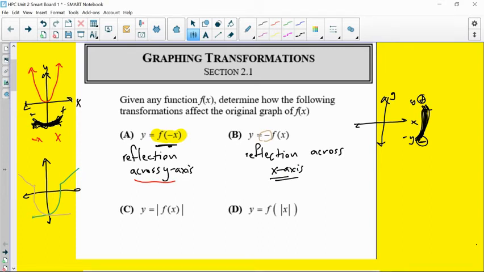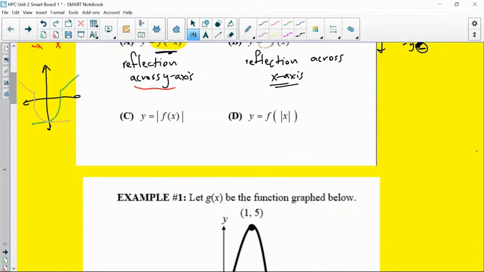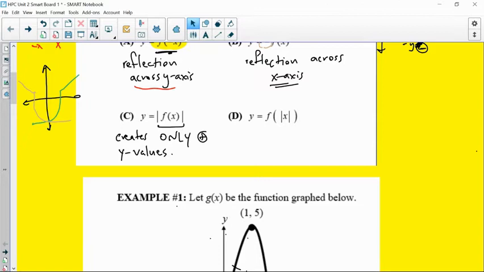So the next one is also an effect of the y variable. When you have absolute value outside the function, this creates only positive y values. So if you have any part of the function that is below the x-axis, if I use this example up here, if I could pull this graph down and pull just this part down, so let's say this is my graph.